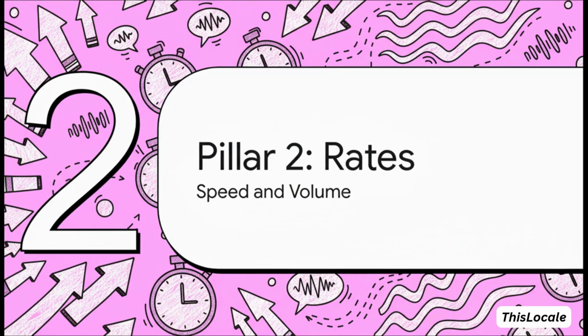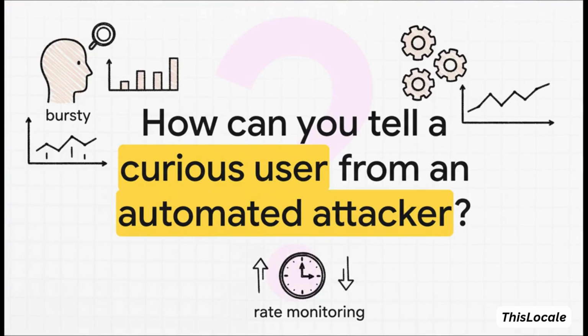Okay, let's move on to our second pillar, monitoring rates. So if the first pillar was all about what is being said, this one is all about how often and how fast your AI is being used. This pillar really gets to a fundamental security question. How do you tell the difference between a curious human user and a malicious automated bot? See, a normal person interacts in bursts, with pauses in between. An attacker's script, on the other hand, is just relentless and perfectly rhythmic. Rate monitoring is how you spot that difference.